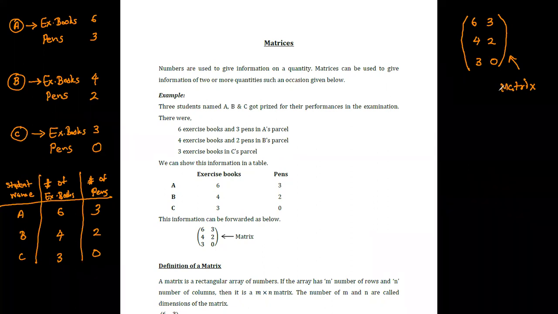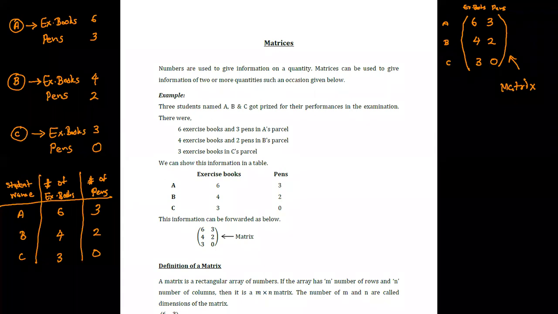Now, this is given to show how to use a matrix to show the quantities. The first row is for the details of student A, here it is for student B, and here for student C. This column is for the number of exercise books, and the next column says the number of pens. Just like the table, here we have represented it using a matrix.